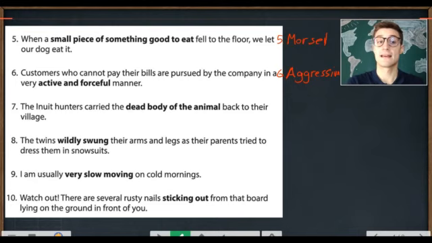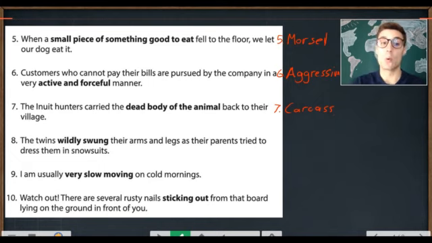The Inuit hunters carried the dead body of the animal back to the village. So Inuit, that's the name of a certain native tribe. Which word can replace that phrase? Carcass, right? The Inuit hunters carried the carcass back to their village.